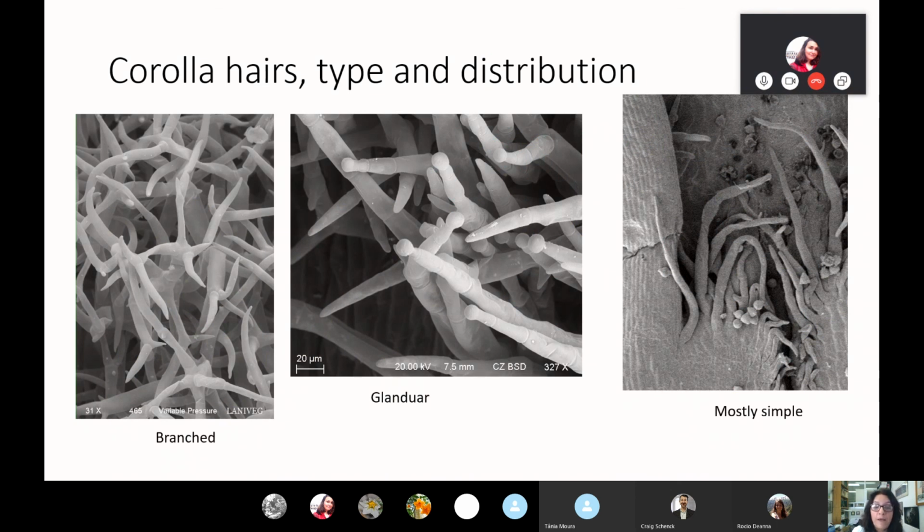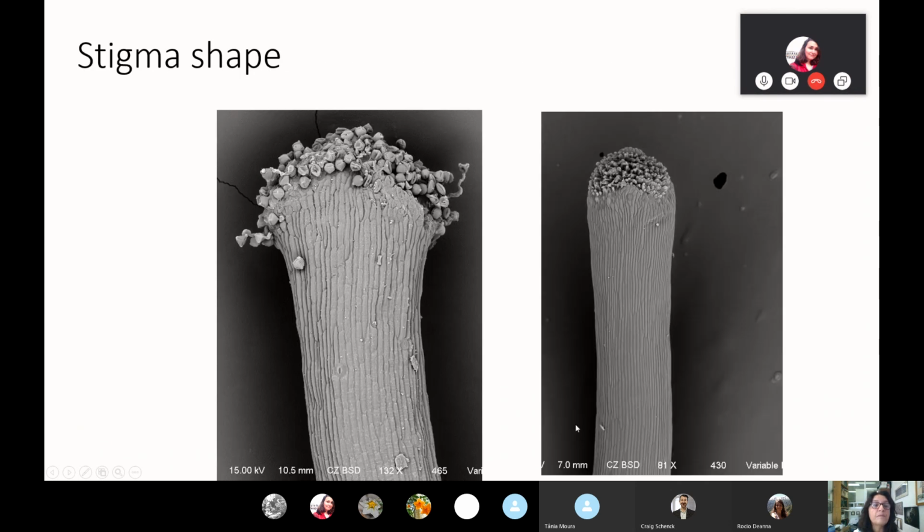The corolla hairs at the insertion of the filaments vary. Some are branching, several indeed. Some are glandular, and some have mostly simple hairs, even when some branching hairs are also present. The stigma shape I have already mentioned. Some are very narrow, some are much wider.